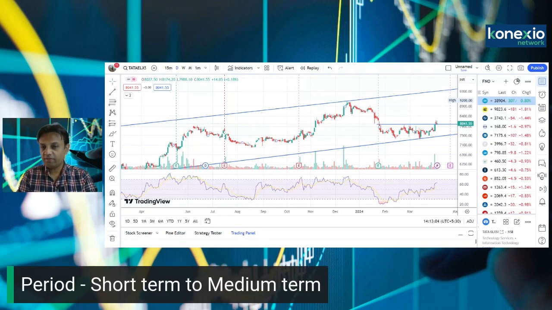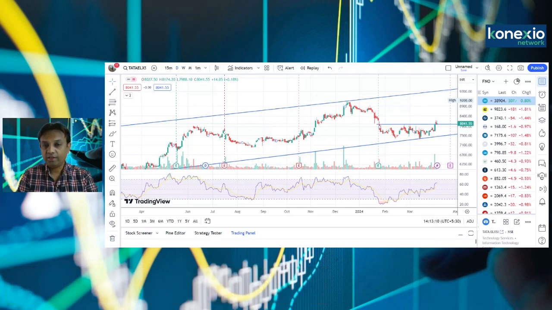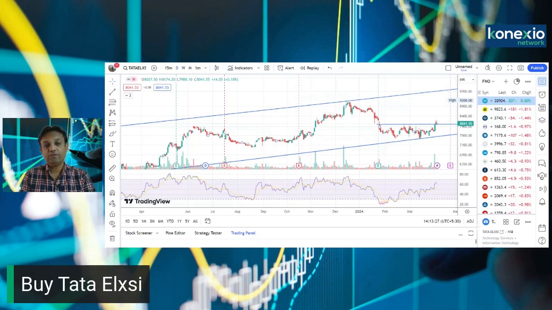Short to medium term means maybe the next 3 to 4 months, the stock has potential to test the levels of maybe 9,200. Between the journey from 8,000 to 9,200, there might be hiccups, there might be ups and downs, but looking at this particular setup, we feel that the stock has very good potential to give decent returns in the coming months. So definitely this stock should be on the investment radar.